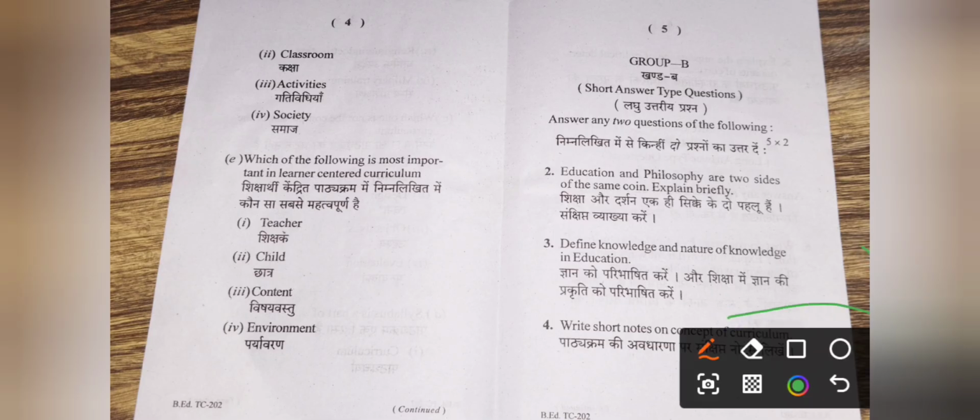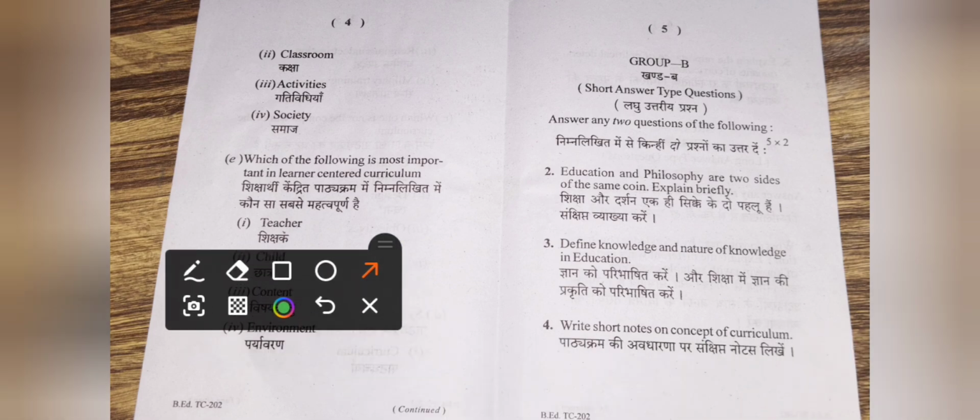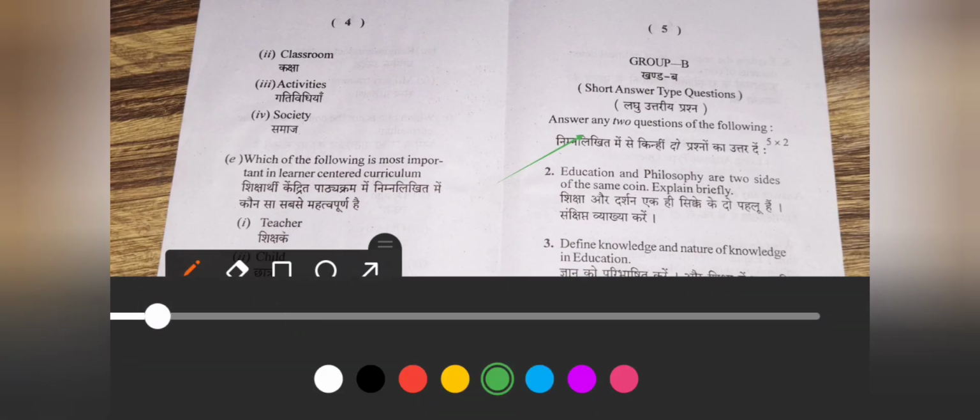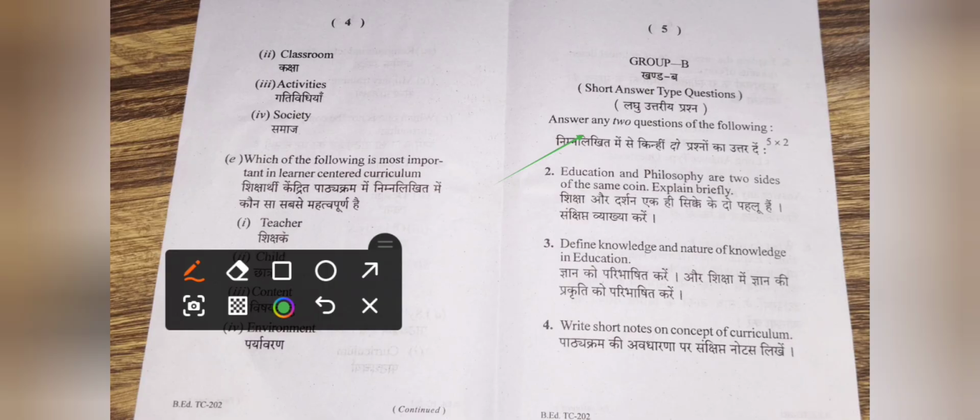As per the new update in the curriculum, MCQs are being removed, so MCQs are not being discussed in this video. Now move toward group B, that is short answer type questions, answer any two. First of all, let's start with question number 2: education and philosophy are the two sides of the same coin. This is one of the most important definitions of education and philosophy that explains the relationship between them. So now we have to explain and elaborate this phrase.